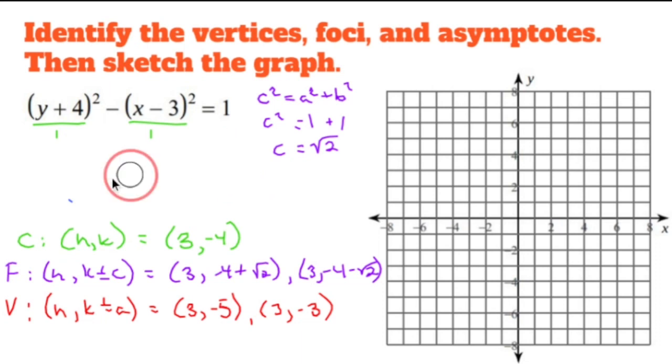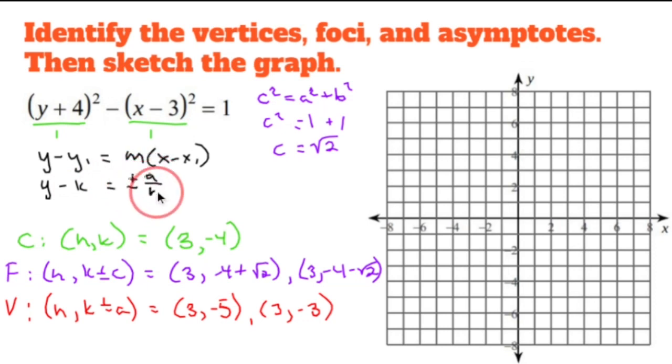The asymptotes are found in this case by using the old traditional point-slope form, right? Because an asymptote is a line, and in this case we're going to have two asymptotes. y minus y sub 1, in our case, is y minus k. m, with this type of hyperbola, is going to be positive a over b, which I know they are both 1. And then I have x minus h.